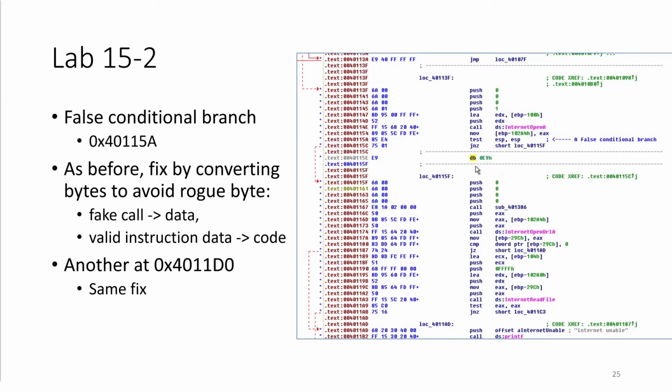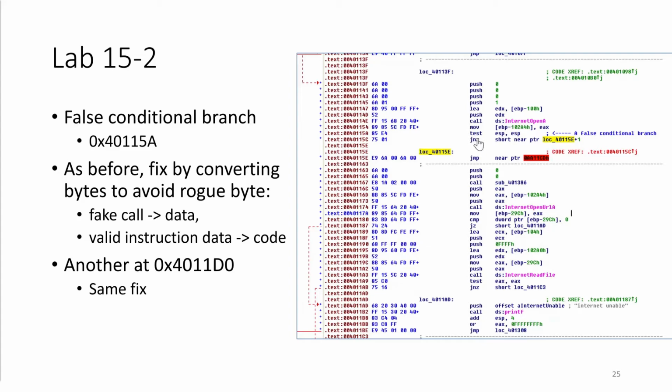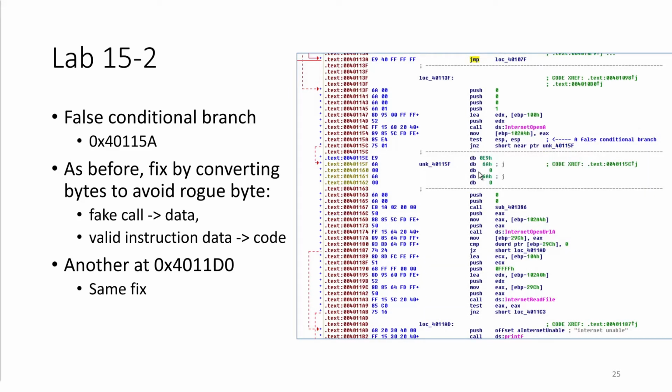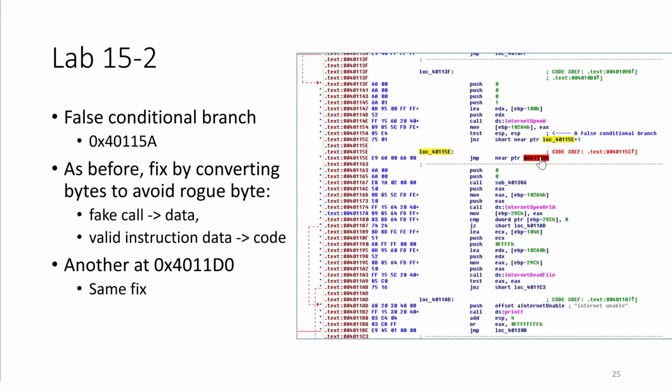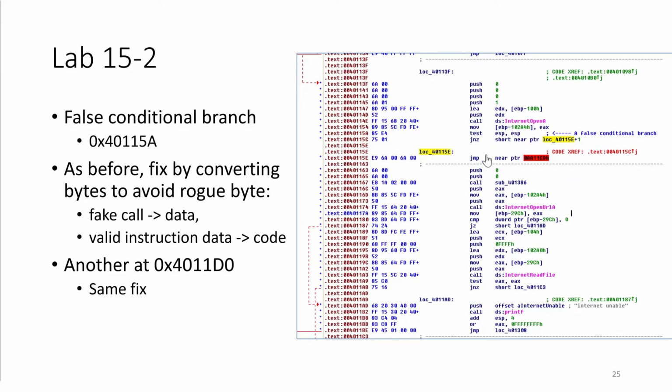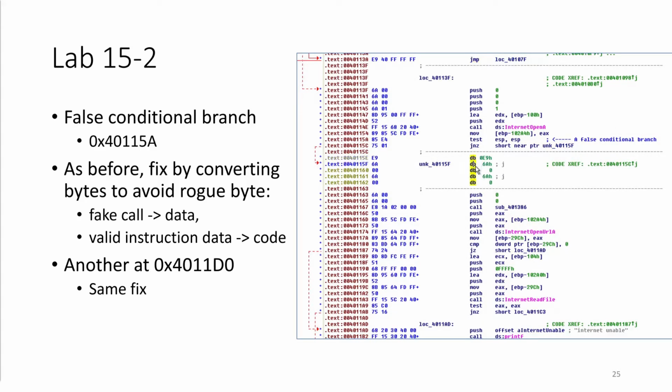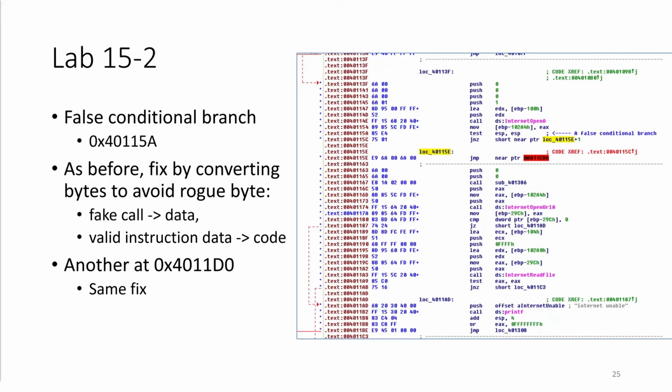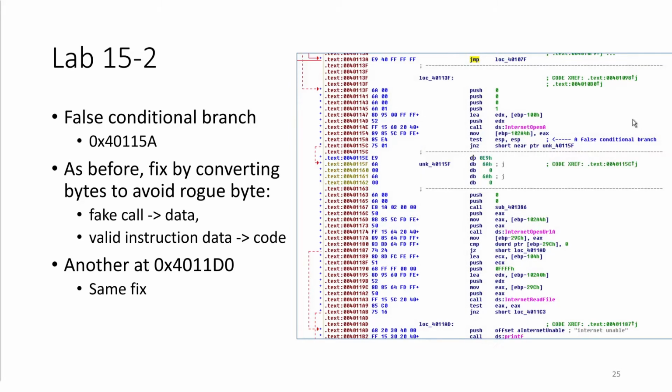When we open up the lab15-2.exe file in IDA and start reading the main function top to bottom, we find a false conditional branch at hex 40115A. The test ESP instruction will always result in a 0 and is immediately followed by a jump not 0 instruction. So this is an example of a jump instruction with a constant condition. As before, this can be fixed by selecting the fake call that is indexed into and converting it to data, then excluding the rogue byte and converting the rest of the bytes back into valid instructions.